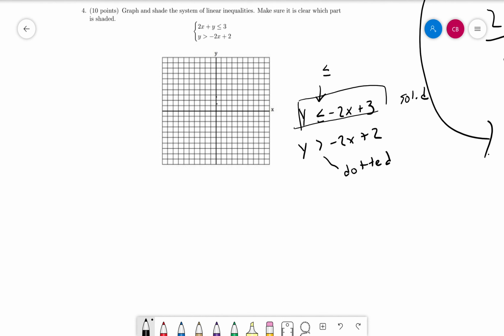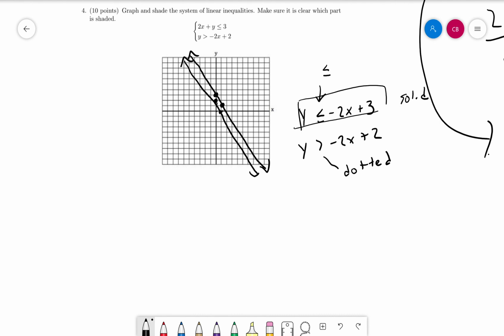Okay, so we're going to go up to 3. So we go up to 1, 2, 3. We put a point. And then we go down 2 over 1. And then we draw our solid line going something like this. Then for the other one, we go up 2, and then we go down 2 over 1. And we get something like that. Okay, not the nicest, but it will have to do.